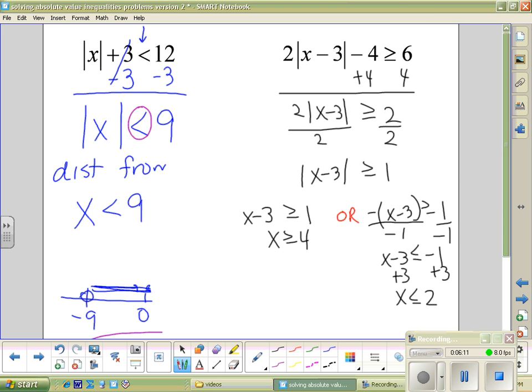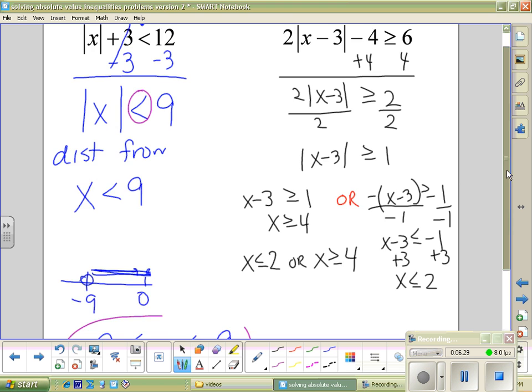But if you leave that as your answer, you are not going to get full credit for that particular problem. You have to actually write the solution. So in this case, I'm going to start with x is less than or equal to 2, or x is greater than or equal to 4. And now I'm ready to go ahead and try and graph this thing.